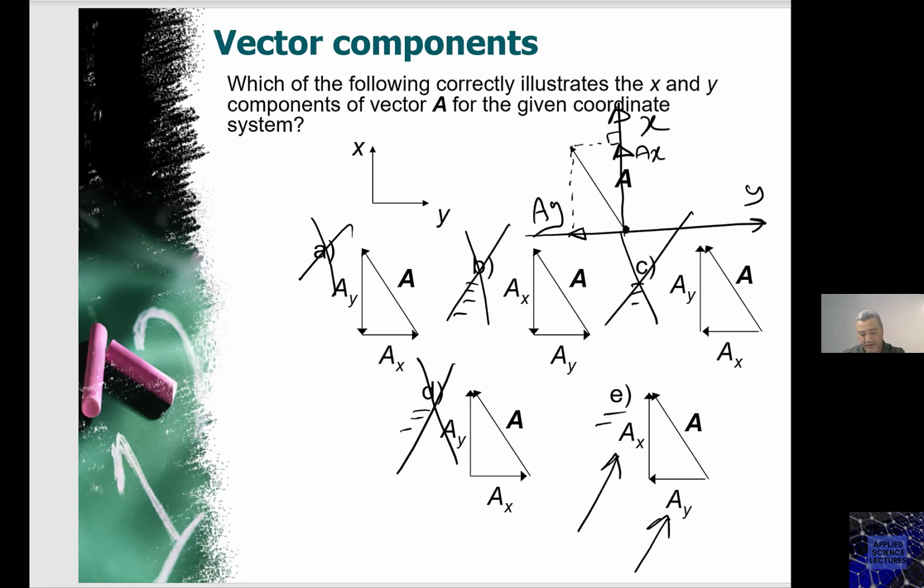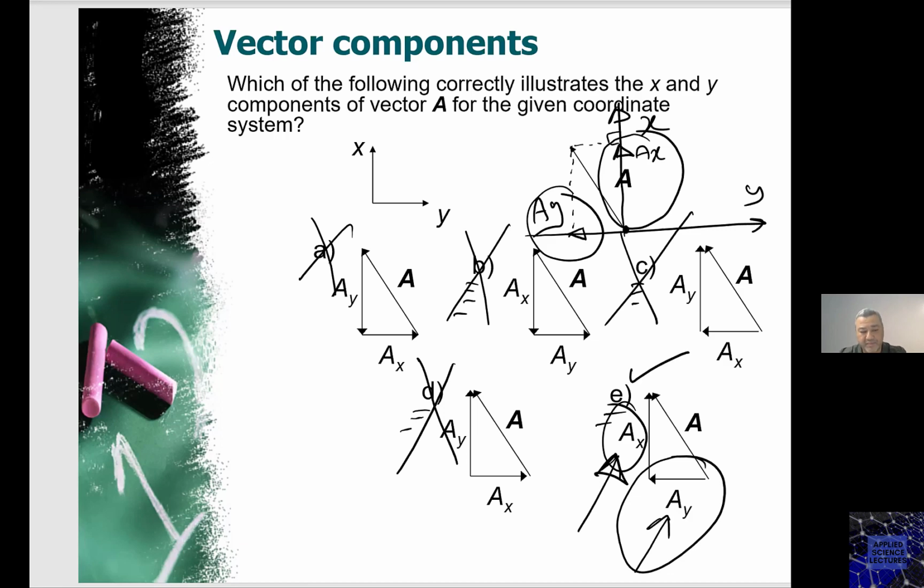Thank you. You're welcome. So that's why, if you look at those two components, the one that we calculated here, you will see that AX is pointing up and AY is pointing to the left, which is basically what's happening here. And that's why E is the correct answer.